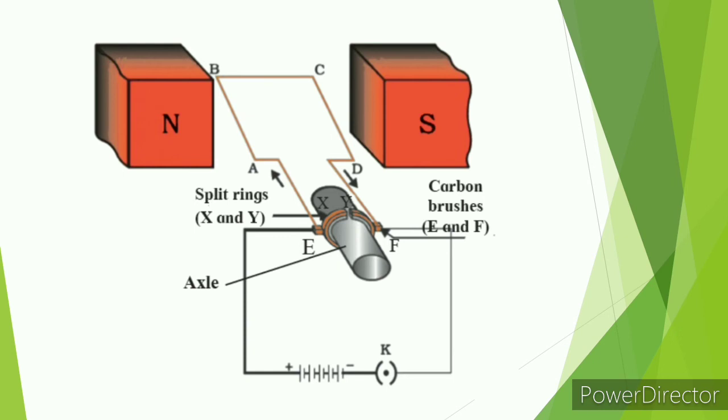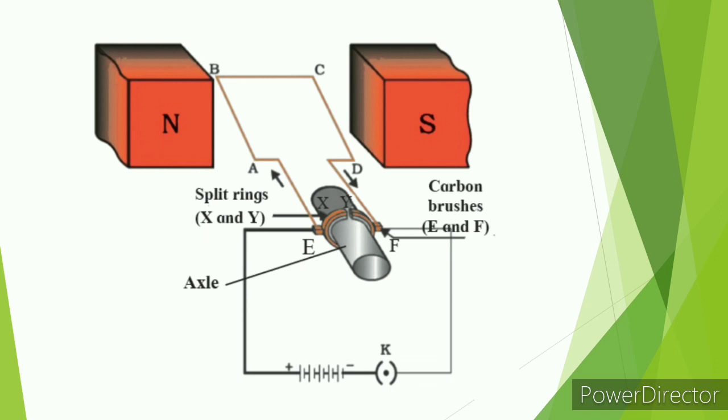After half rotation, the two halves of the split ring, that is X and Y, come in contact with carbon brushes F and E, opposite to that of the first situation, and the current in the loop starts flowing in the direction DCBA. Therefore, a force is exerted on the branch DC in downward direction and on branch BA in the upward direction, and the loop continues to rotate in the anti-clockwise direction.